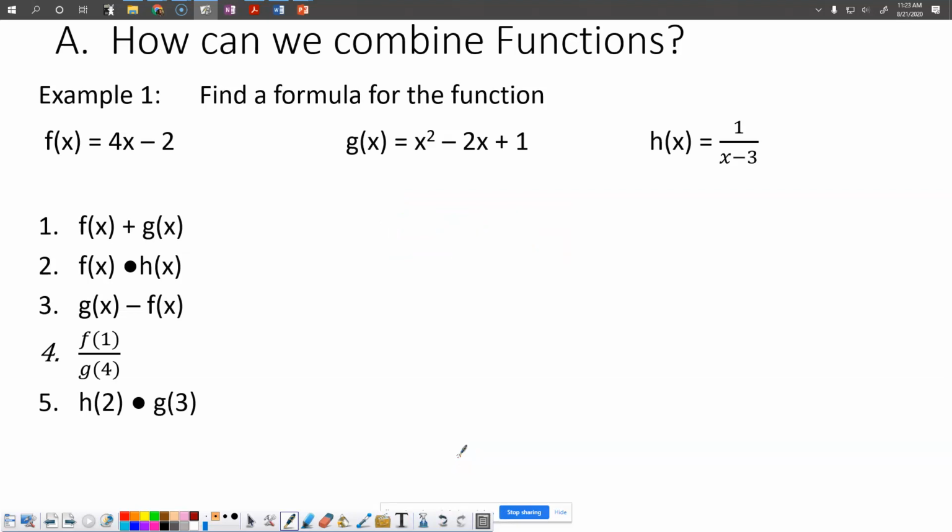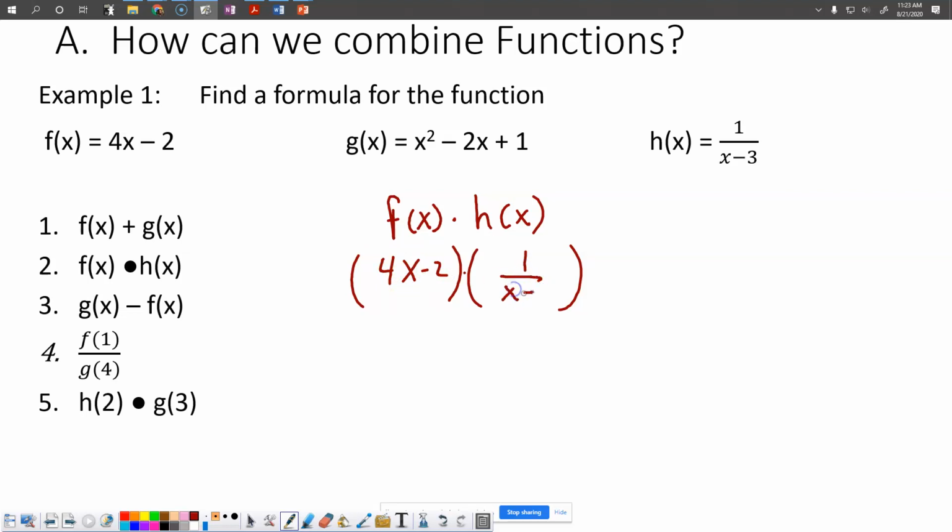Let's go ahead and do number 2. For number 2, it's telling me to take f of x and multiply it with h of x. What is f of x? It's 4x minus 2. And what is h of x? It's 1 over x minus 3. Now, when you want to multiply fractions, because that's what h of x is, a fraction, you're going to want both of them to be a fraction, and you're just going to multiply straight across here.